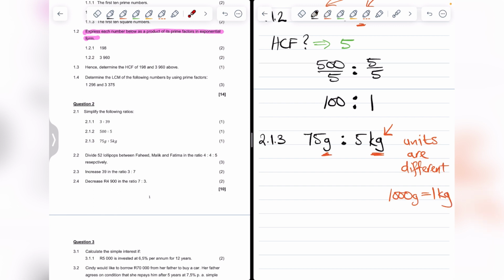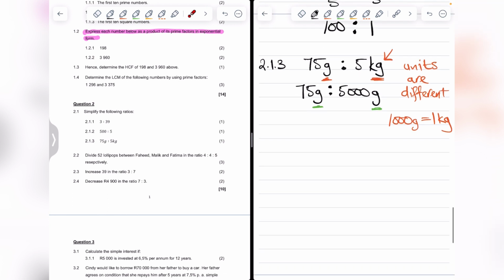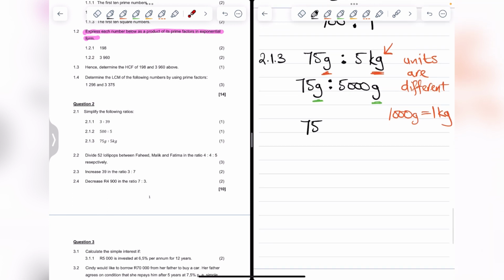So of course I'm not going to convert the 75 grams because it is in grams already. So 75 grams will remain. And of course I will then multiply 5 kilograms by 1,000, and that will give me 5,000 grams. And now my units are the same. They are both grams. At this point, I can even drop the units, because I've taken care of the units. So I can just rewrite this. I can say 75 is to 5,000. Let's lose the units because they're not important anymore.